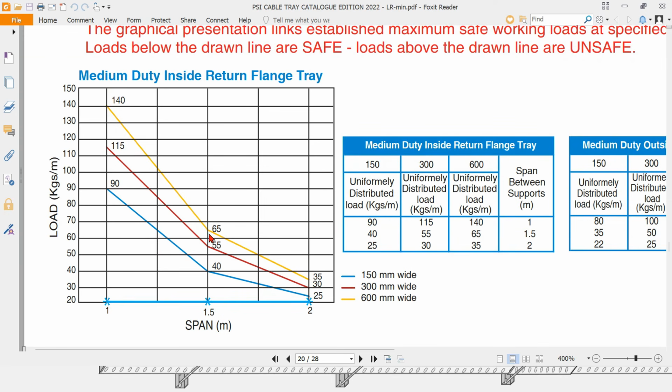In this graph on the y-axis we have the load in kg per meter and on the x-axis we have the span length in meter. So for our load of about 43.5 kg per meter, the graph shows that you can see here 65 kg and just below this 65 kg you can see 1.5 meter. This is the span length, 1.5 meter span. This means we have a comfortable safety margin of around 20 to 25% extra capacity.